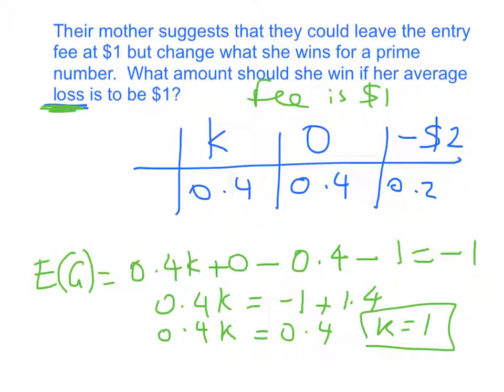So what that's saying is that if she gets a prime number, they should just pay her $1. In other words, in the situation where she gets a prime, she's going to pay $1 to join the game, and then they're going to give her back her $1. So she should win $1 for getting a prime number.